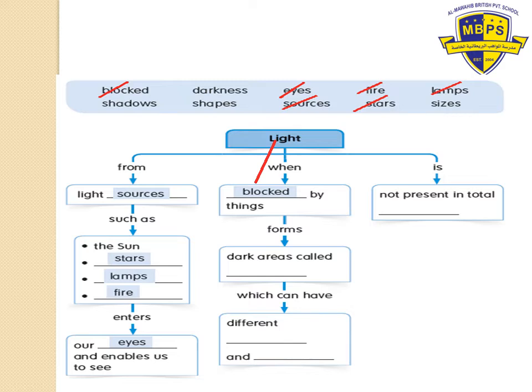Now be with me in the middle column. Light when blocked by things. I wanted to use some words. It will be perfect for this space. When blocked by things, that means something will block this light. So please write blocked in the same space that I mentioned for you with a nice handwriting. Boys and girls, you can stop the video and write with a nice handwriting, okay? I will wait.